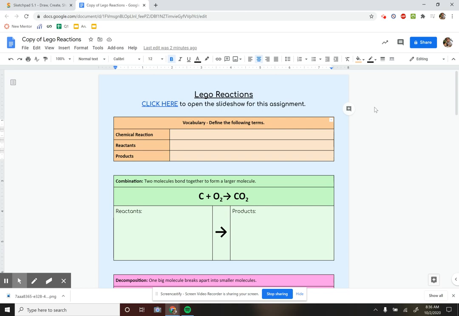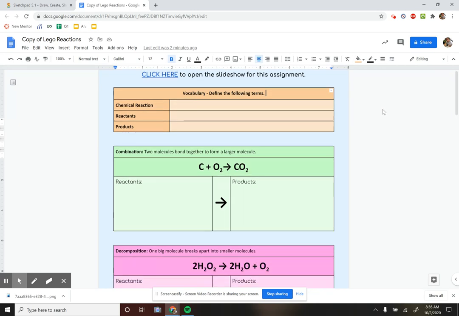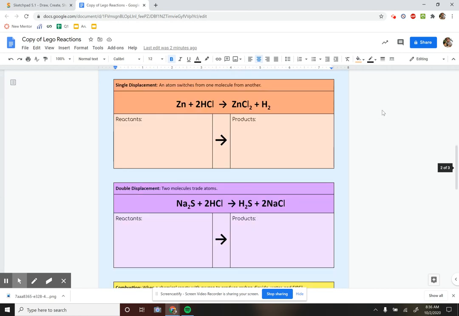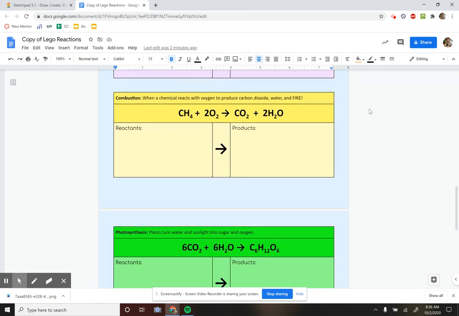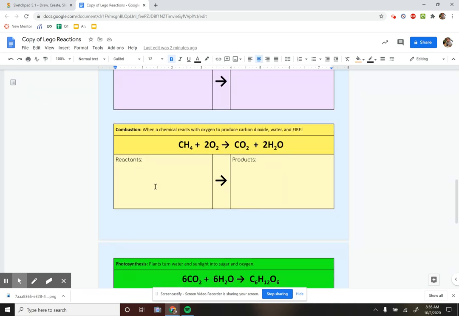Hey, you guys, I wanted to help you finish today's assignment, the LEGO reactions, because this is such an important concept for this year, understanding what happens to atoms and molecules during reactions. So I wanted to go through it together. And we're going to do that by doing one of the examples together. Okay. And we're going to choose combustion, which is this one that's in the yellow.